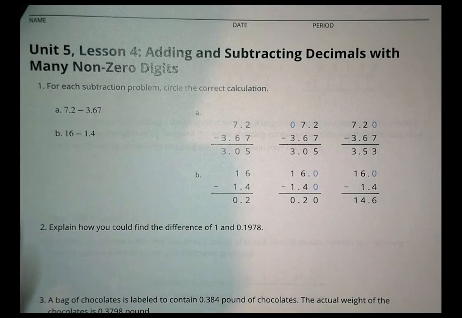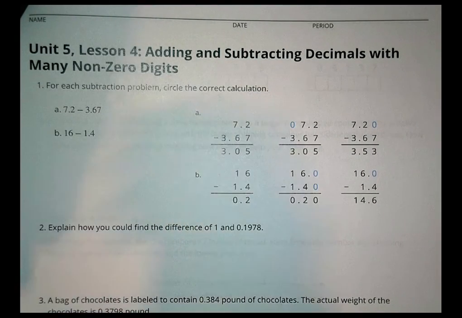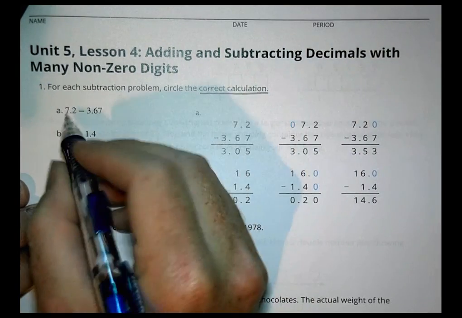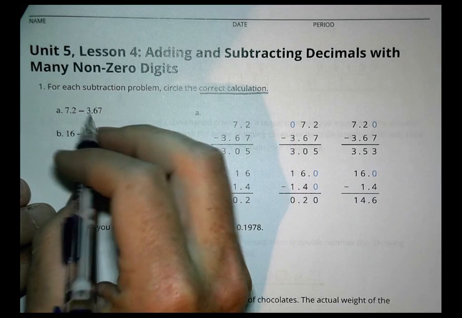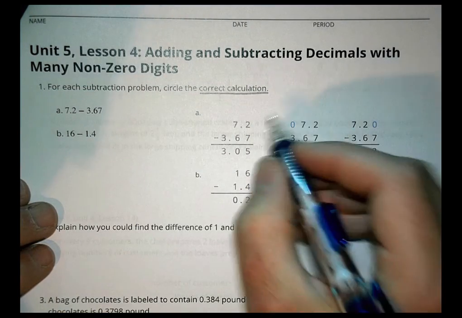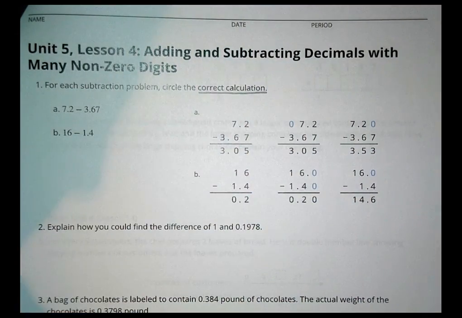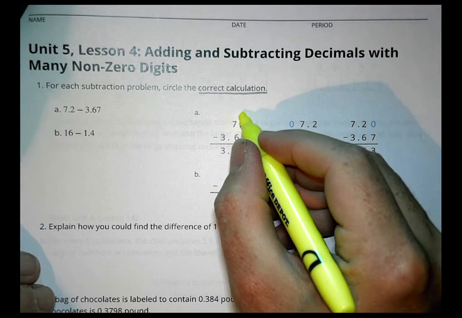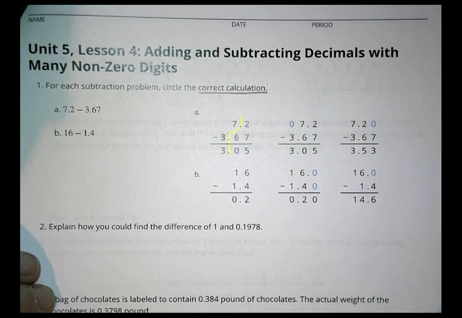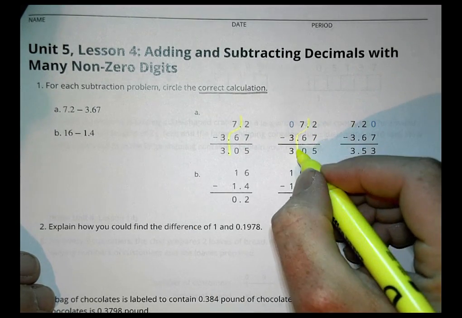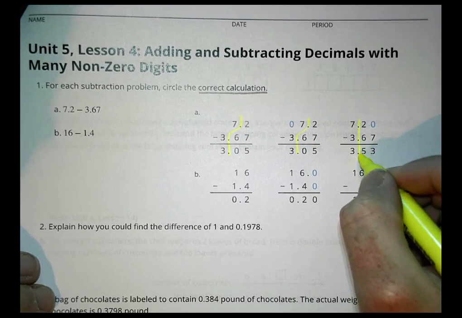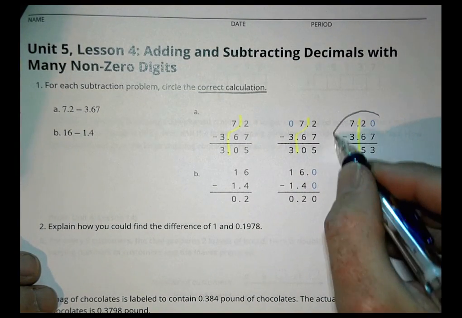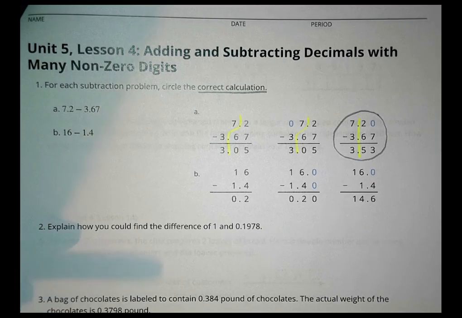Okay, here we go. Homework for Math 6, Unit 5, Lesson 4. For each practice subtraction problem, circle the correct calculation. So 7.2 minus 3.67, we're looking for how we align our decimals. When I look here, one thing I noticed with this first one is that the decimal points go like so. That's not going to quite work. This one goes like that. That's not going to work. And that one's lined up. So to me, that's going to be the best one to use for A.